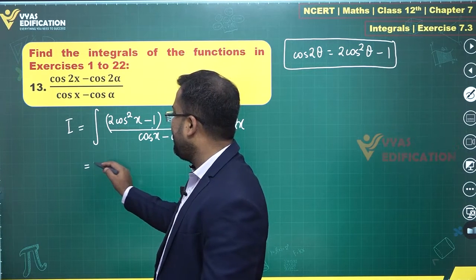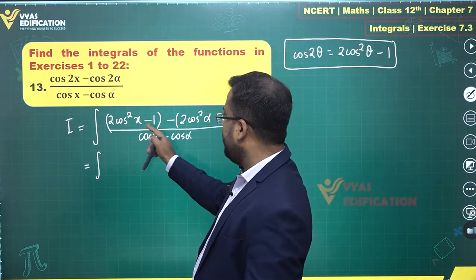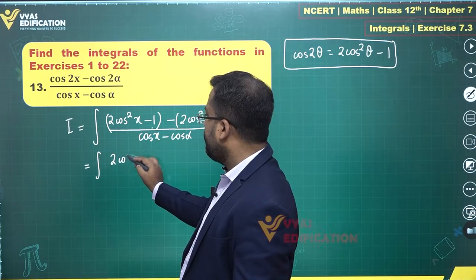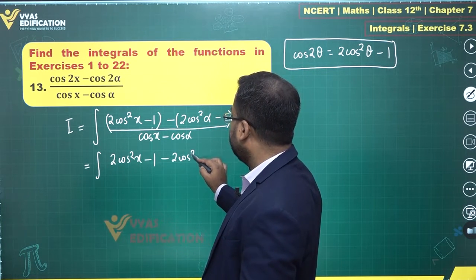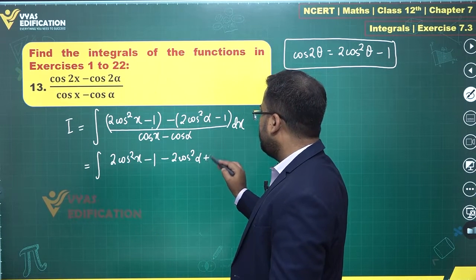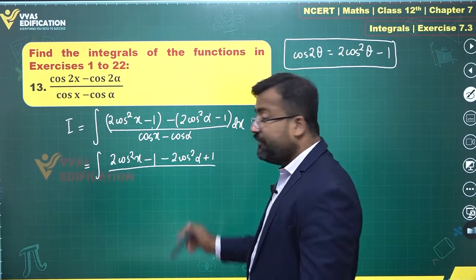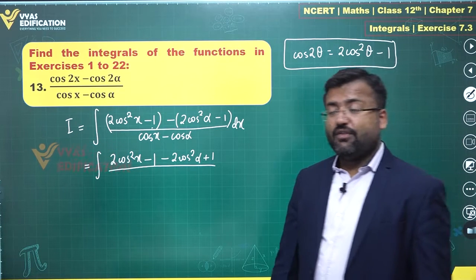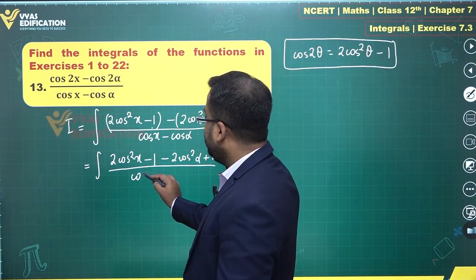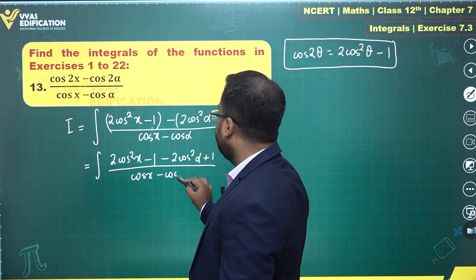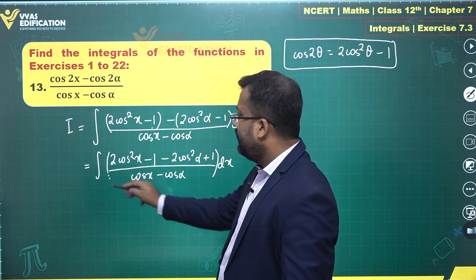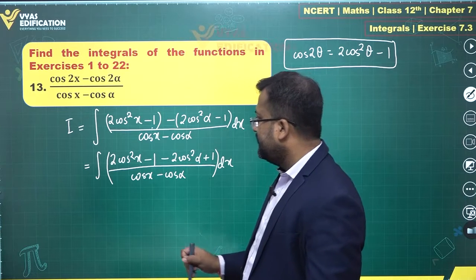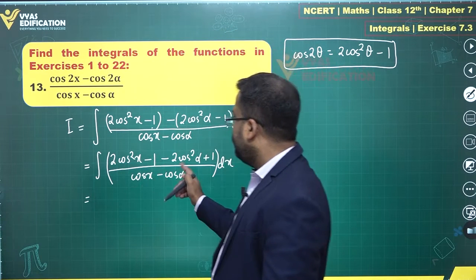Integral 2 cos square x minus 1 minus 2 cos square alpha, and this becomes plus 1. This minus 1 and 1 get cancelled. Yes, that's where we were heading first of all, but that's not the end. We still have one more step to take care of. What is that? This 1 gets cancelled, and you can take out 2 common from the remaining 2 terms.